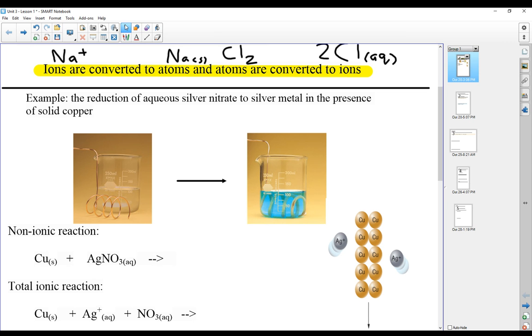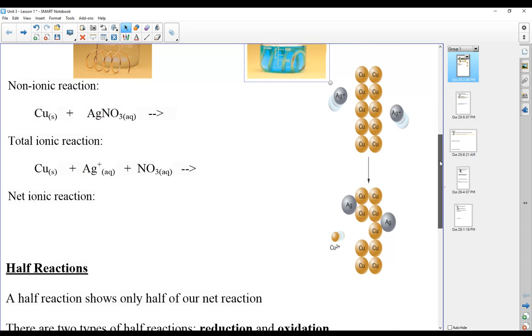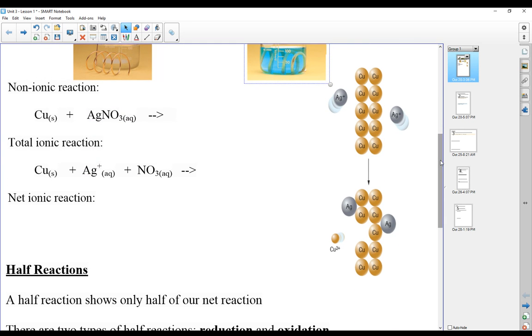All right, probably the most obvious one that we're seeing here is the color change from a clear solution of aqueous silver nitrate to a colored blue solution, which would now be, what's that called? Copper nitrate. So we're going to go into some of the reaction and what's actually occurring here. We have a non-ionic reaction, a total ionic reaction, and our net ionic reaction. On the completed notes, you already see what's happening here.